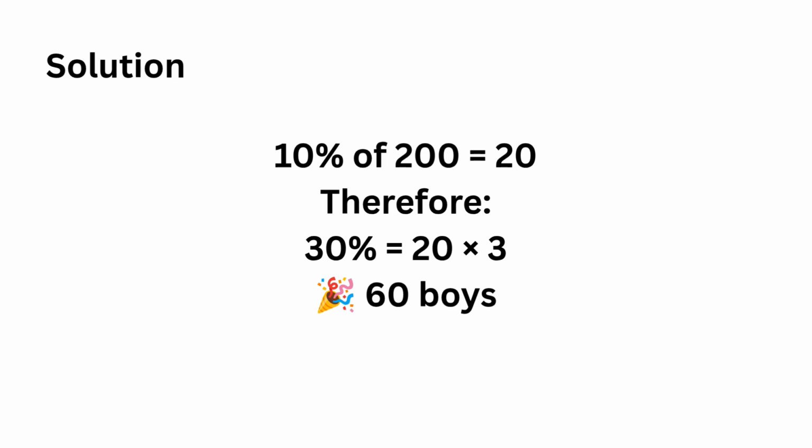So 30% is 3 lots of 10%. That's 10% in 3 places, right? So 20 times 3. 20 is our 10%. We multiply it by 3 to get our 30%. And it gives us 60. Therefore, there are 60 boys in that school.